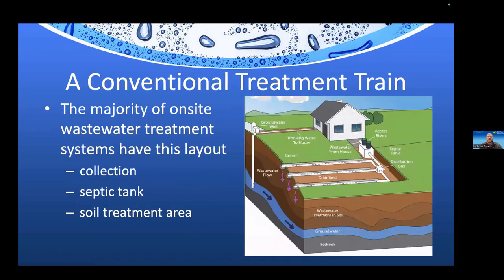In this image on this slide, you can see to your right a nice image of what we would call a conventional treatment train. The majority of on-site wastewater treatment systems have a layout similar to this. We have our collection. There's a nice picture of a septic tank. They don't all have nice big risers on like that one does, but we wish they did. But you can see it leaves the home there, travels through the pipe, down to that tank, and then out to the soil treatment area where it's returning.